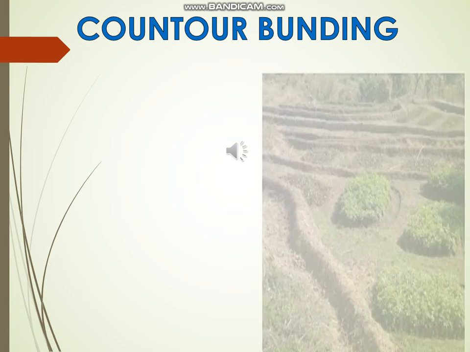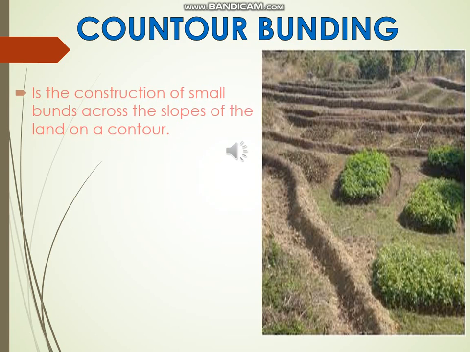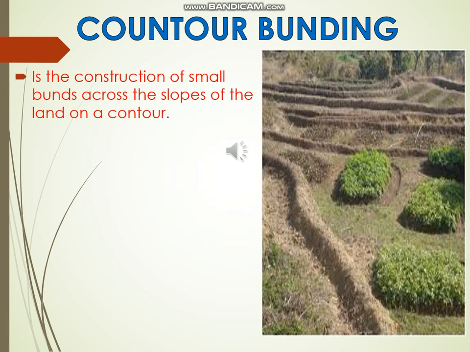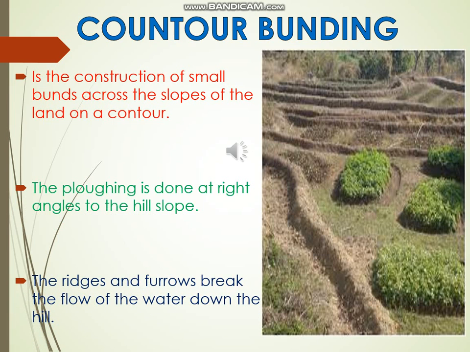Contour bunding is the construction of small bunds across the slopes of the land along a contour. If the ploughing is done at right angle to the hill slope, following the natural contours of the hills, the ridges and furrows break the flow of the water down the hill. This prevents excessive soil erosion, as gullies are likely to develop, and also reduces runoff so plants receive more water. Row crops and small grains are often planted in contour patterns so that the plant can absorb much of the rain and erosion is minimized.